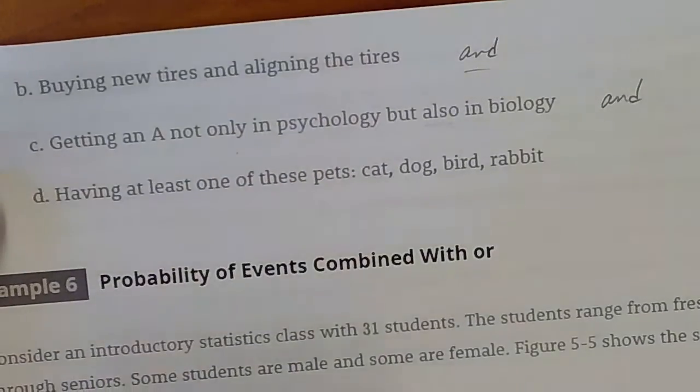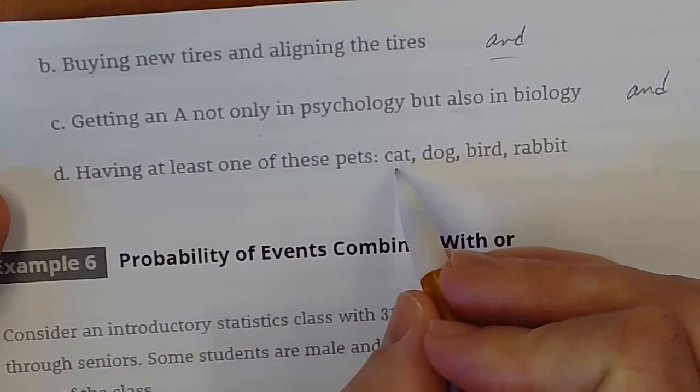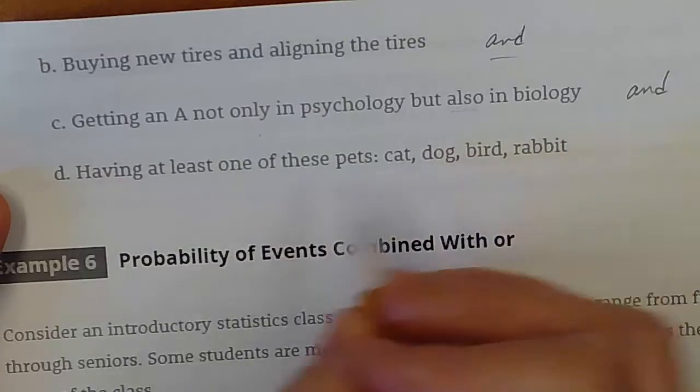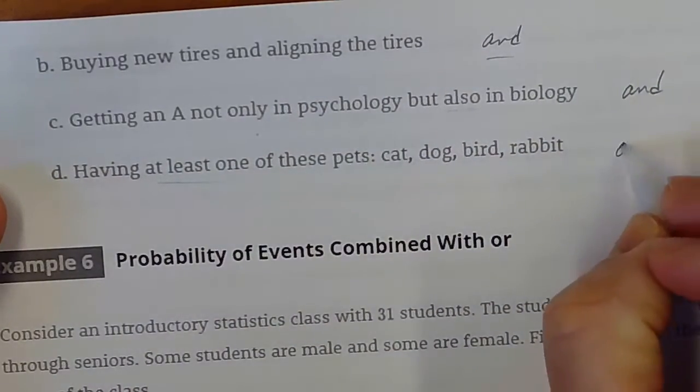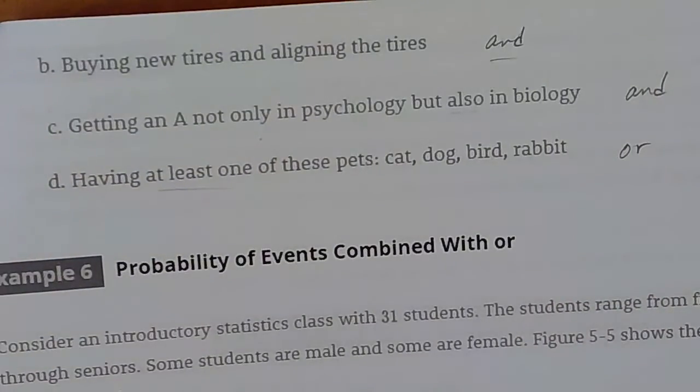Okay. Having at least one of these, so it means whether you have a cat or a dog or a bird or a rabbit when it says at least one. Okay, so we're one or the other. So or would be appropriate there.